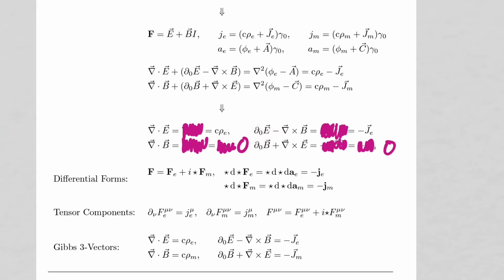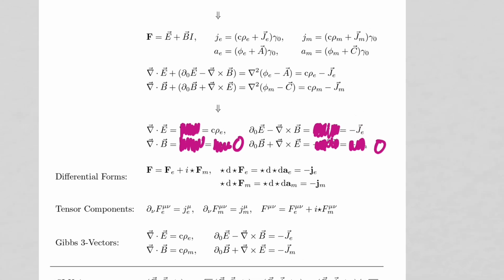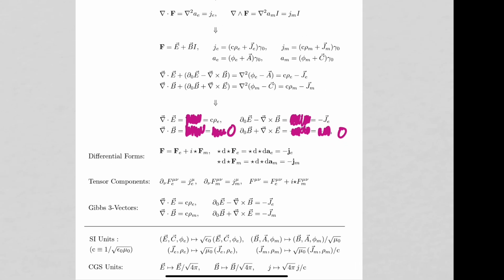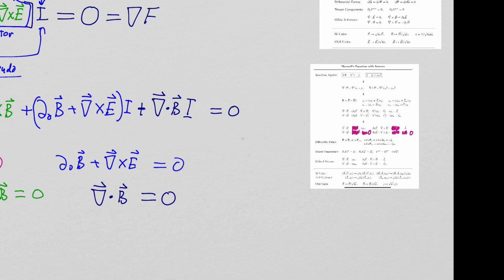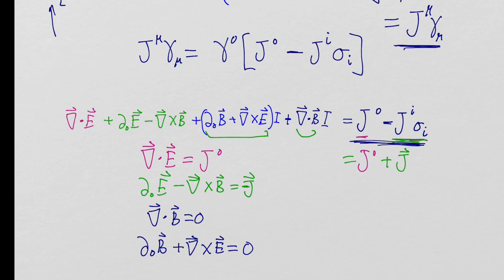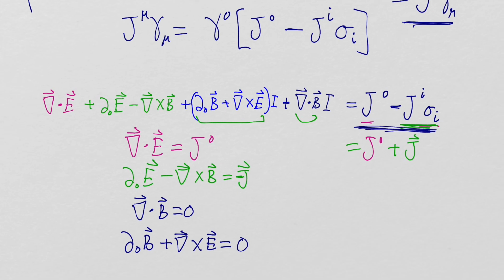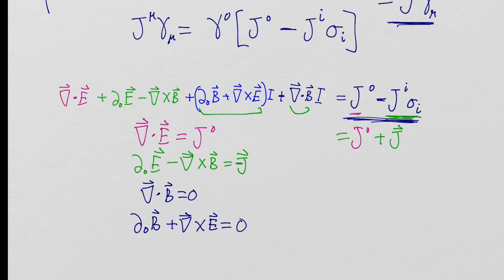Time derivative of the electric field minus the curl of the magnetic field is the opposite of the current, the electric current. And is that what we have? We have, yes, that's exactly what we have. So there you have it. So ultimately, now we can write del, or the geometric derivative of f equals j.